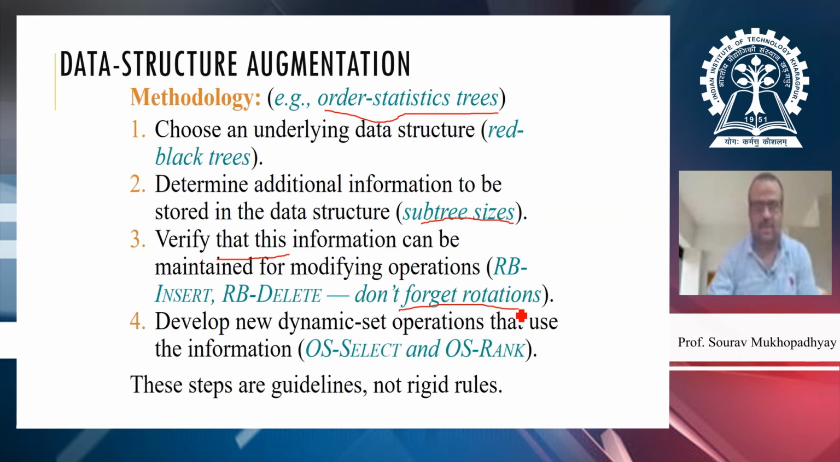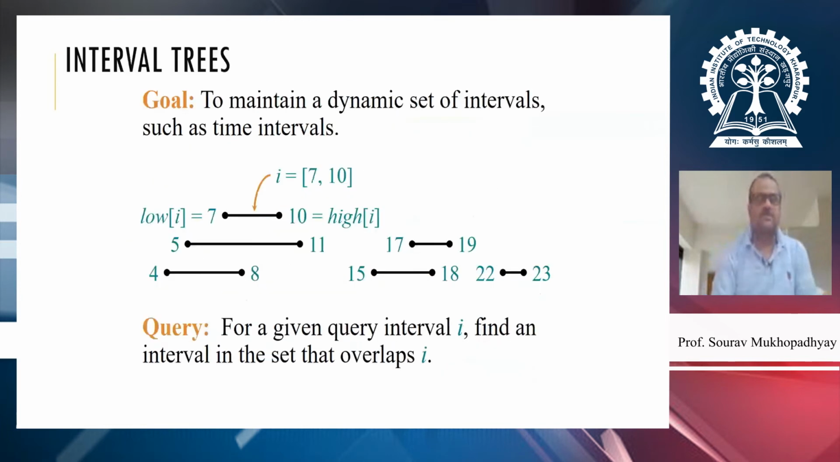Then we have our operations like OS select and OS rank. OS rank is also similar. If we go to that element, we know the rank of that element from the left subtree and right subtree. We are not discussing OS rank here, but you can easily find it in the Cormen book. Okay, now let us go for the next problem, which is called the interval tree problem or interval search.